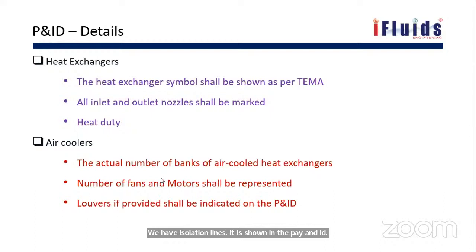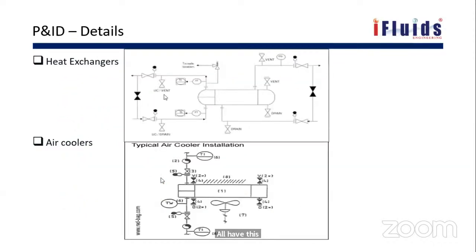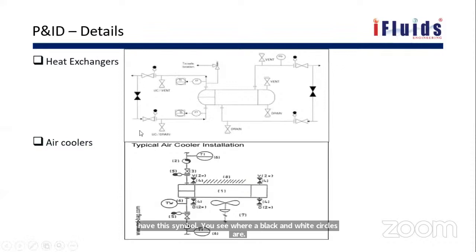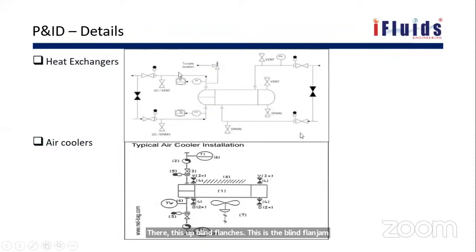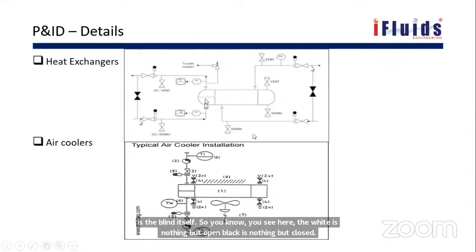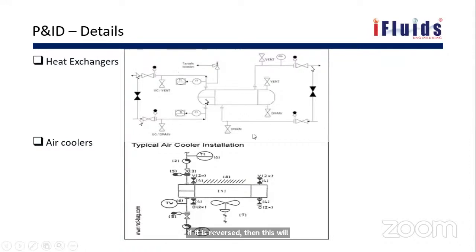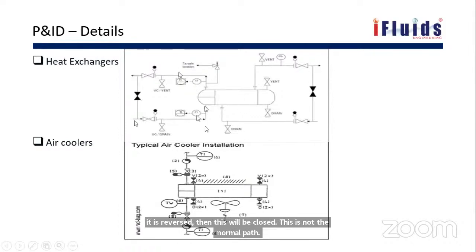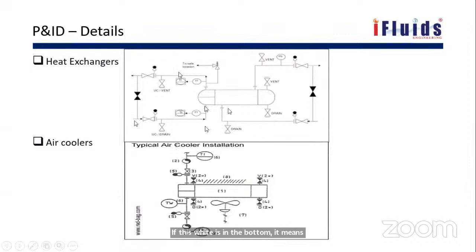You have this relief valve. You have this symbol where you see black and white circles. These are blind flanges. This is the blind flange and this is the blind itself. Now you see here, white is nothing but open, black is nothing but closed. If it is reversed, then this will be closed. This is not the normal path. If white is in the bottom, it means that it is open now. It is in line. Whenever it is taken out for maintenance, we'll put black in the bottom. That is, we'll blind that equipment, we'll isolate that equipment, and we'll clean the heat exchanger.